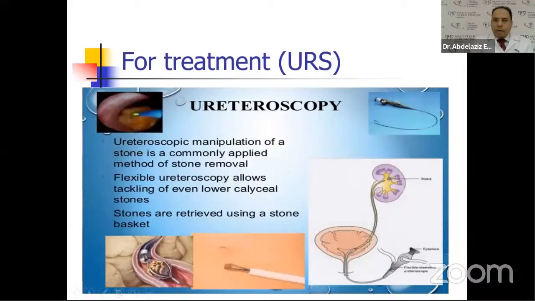This is a picture of the flexible ureteroscopy, and this is the kidney, ureter, and the bladder. The flexible ureteroscope passes through the ureteric orifice and then up the ureter, reaching the site of the stone in the upper ureter or the kidney, and undergoes laser fragmentation, and after that removal of the stone by Dormia basket.